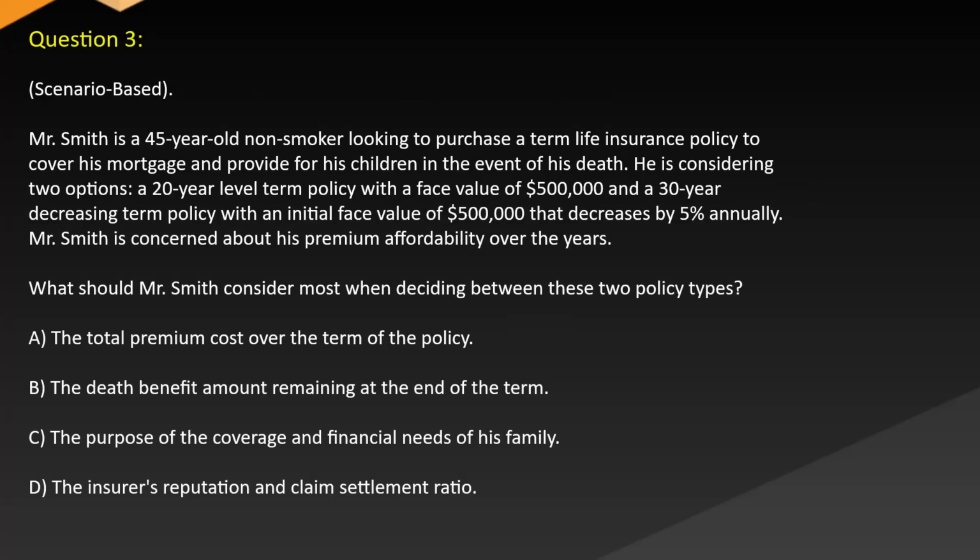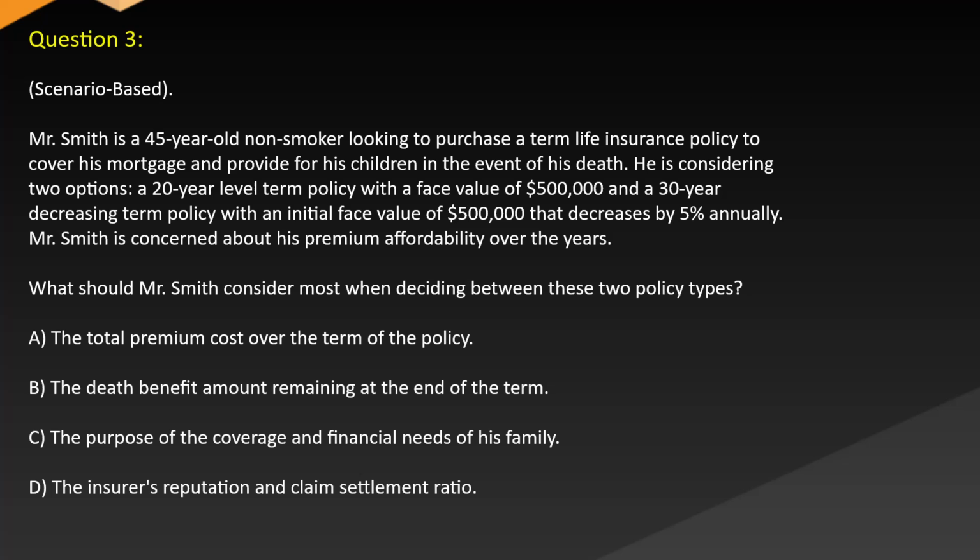Question 3, scenario-based. Mr. Smith is a 45-year-old non-smoker looking to purchase a term life insurance policy to cover his mortgage and provide for his children in the event of his death. He is considering two options: a 20-year level term policy with a face value of $500,000 and a 30-year decreasing term policy with an initial face value of $500,000 that decreases by 5% annually. Mr. Smith is concerned about his premium affordability over the years. What should Mr. Smith consider most when deciding between these two policy types?